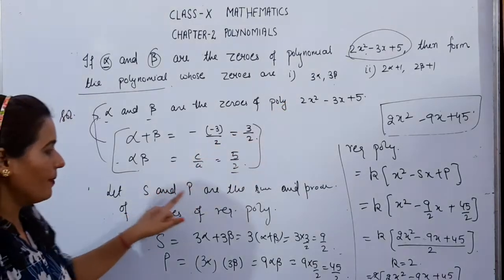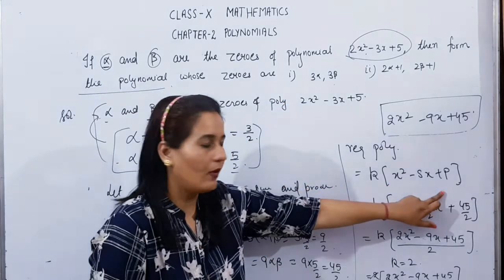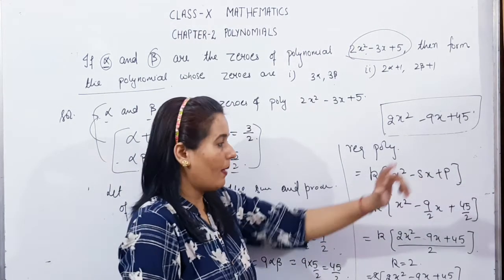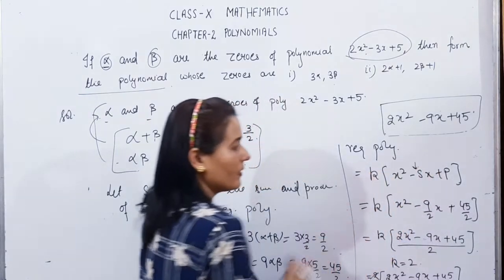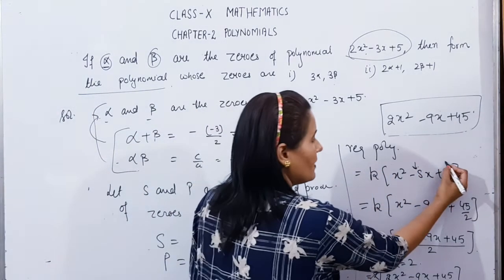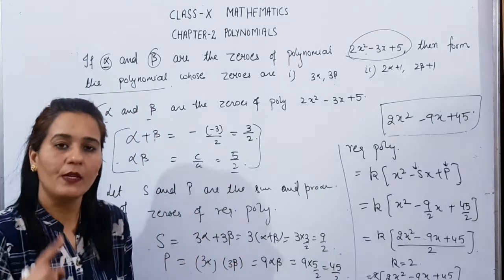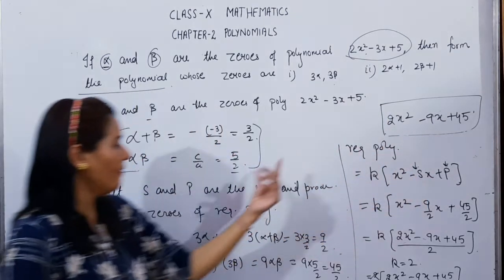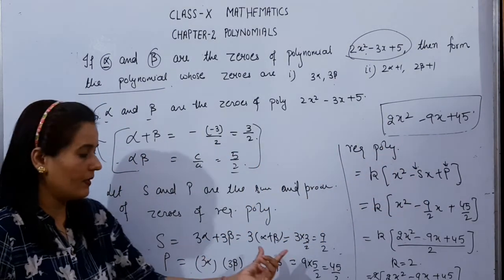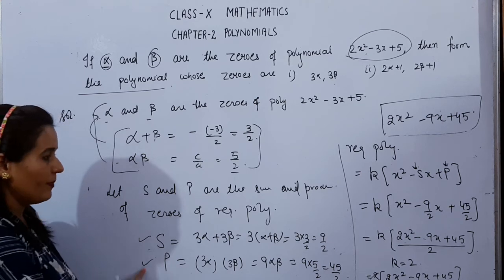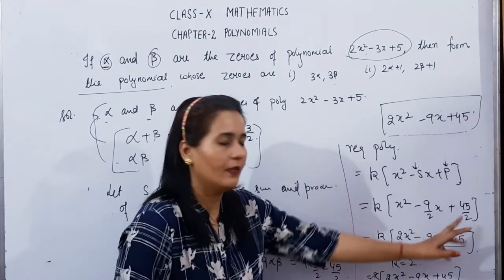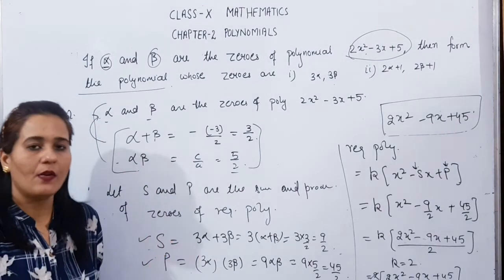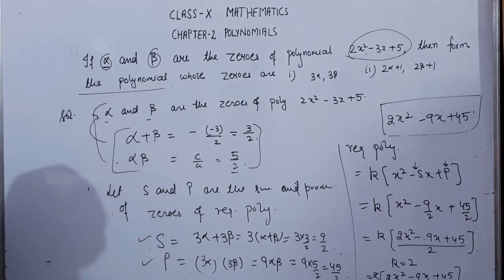We have taken S and P, the sum and product, because we know how to write a polynomial: k x square minus Sx plus P. This is the formula to write a polynomial. But what is S? Sum of the zeros of the required polynomial. What is P? P is the product of the zeros of the required polynomial. The zeros of the required polynomial are these two. So first of all we found the sum and product of the required zeros, then we substitute over here. I hope it is clear to you. You can ask the same doubt if it is still not clear. So note it down, then we will discuss next.